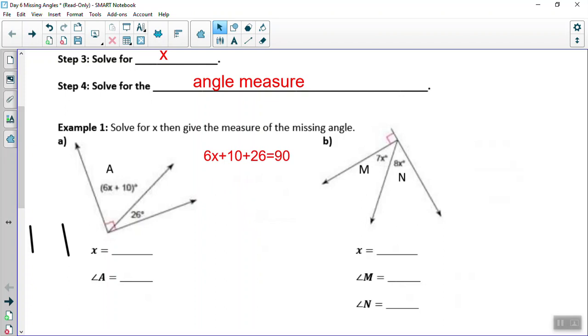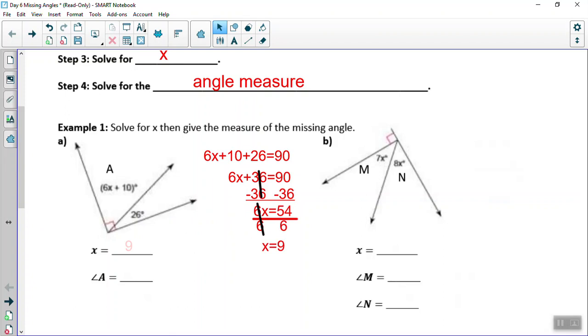Alright, so let's go ahead and solve. So we're going to go back to our equation solving skills from a few units ago. We're going to start by combining like terms. Now I can go ahead and isolate my x term by subtracting that 36 from both sides. And when I do that, those 36's cancel out. And we're left with 6x equals 54. Now I'm going to divide both sides by 6. When I do that, my 6's cancel out, and we are left with 9.